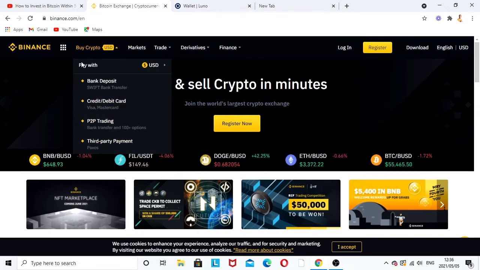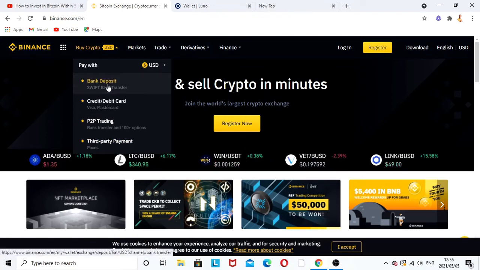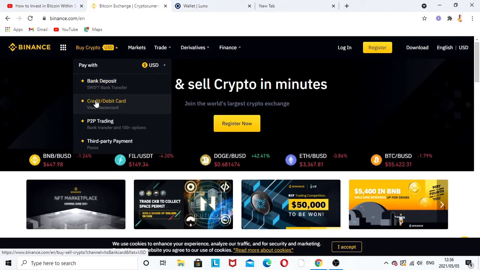But if you come here and click on deposit by bank, you're going to get your own reference which you can put into your banking app, and then you can proceed from there. For the credit card, you just put in your banking details, and you can start right there.